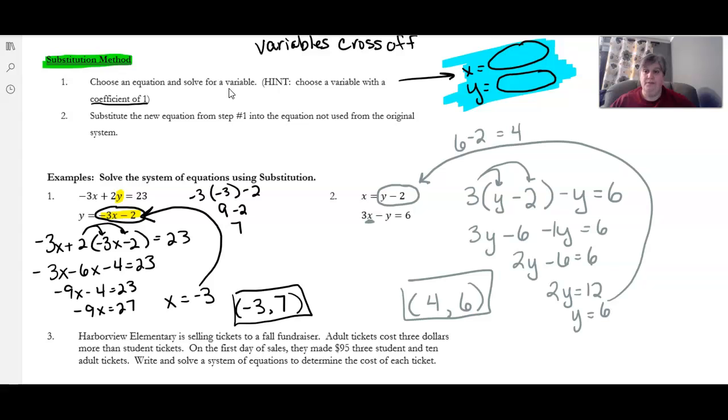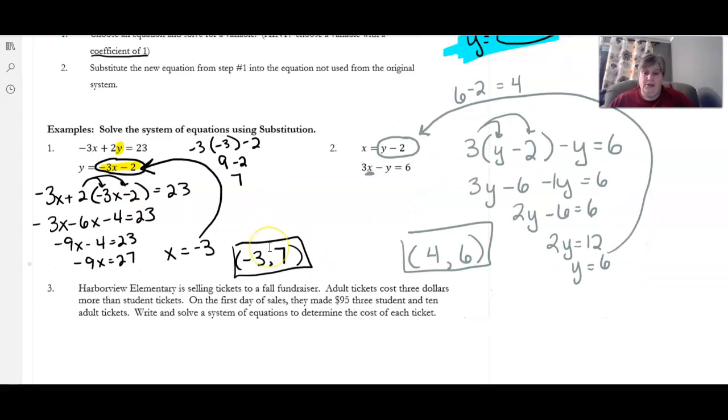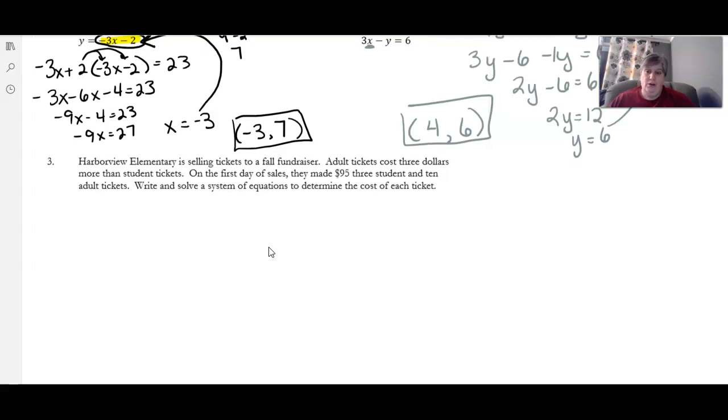It will not work. All right, now, I know many of you don't like word problems, but we're going to have them, so we got to get used to them. So let's look at this one. Okay, so Harborview Elementary is selling tickets to a fall fundraiser. Adult tickets cost $3 more than students. So that's the first statement we have. Adult tickets cost $3 more than students. Okay, well, let's just write that. Adults equals $3 more than students. And that's it.